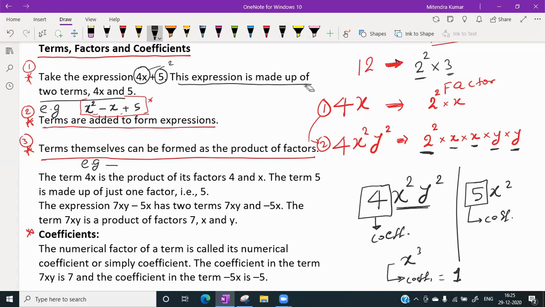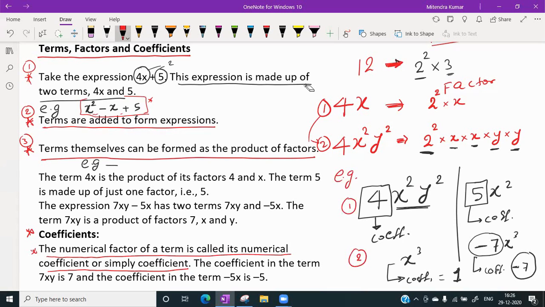मल्टीप्लाई, है ना? If I write minus 7x cube and I ask what is the coefficient here? 7. Coefficient क्या है यहाँ पे बताओ? Minus 7, not 7, minus 7, because this minus is associated with this number. है ना? So numerical, write down the definition. The numerical factors of a term is called its numerical coefficient or simply coefficient. So write down the definition and then you can write this example. This is example number 1, this is example number 2, this is example number 3, this is example number 4.